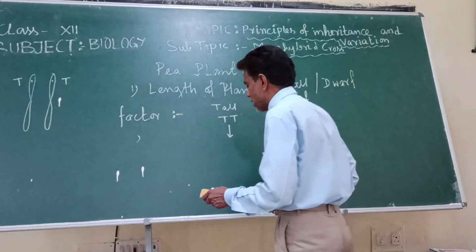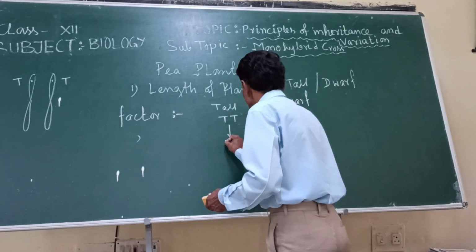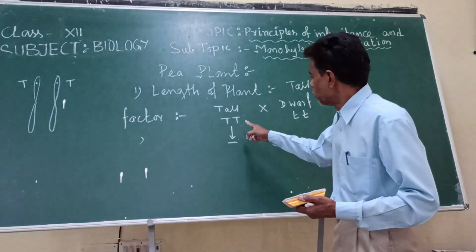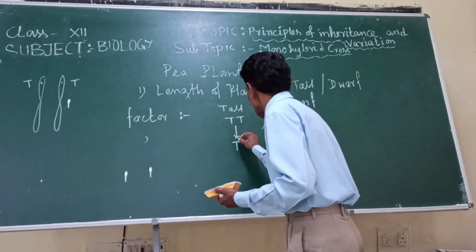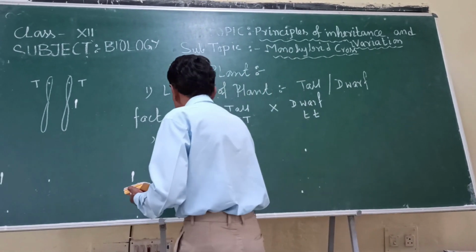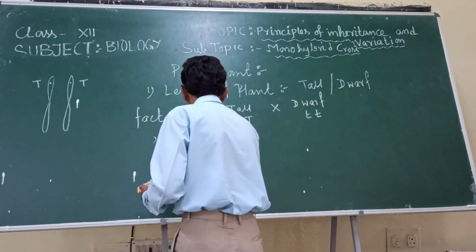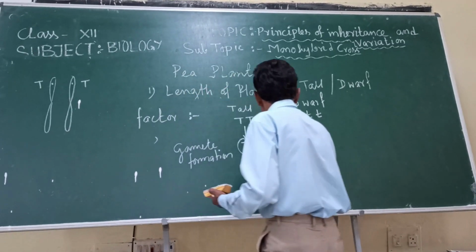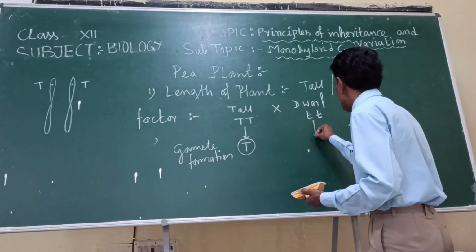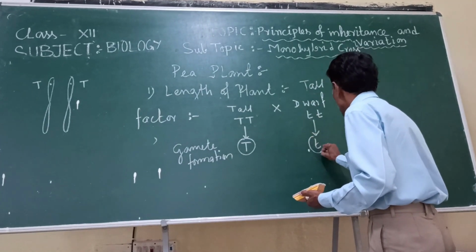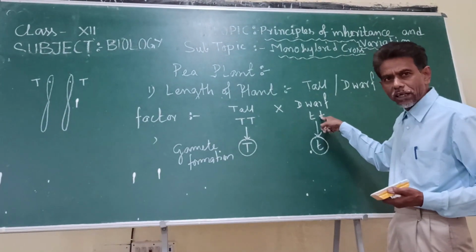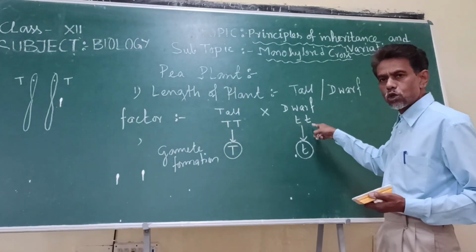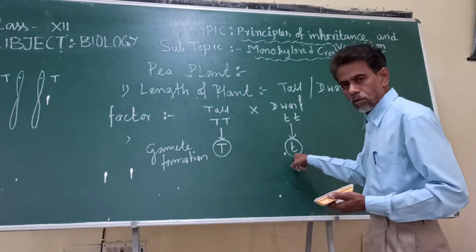When they form gametes, gamete means n number of chromosomes will go, meaning one T will go to the gamete. Here, during gamete formation, one T will go to the gamete. Because the other parent is homozygous, both are having small t, so either of these two, meaning small t, will go to the gamete.